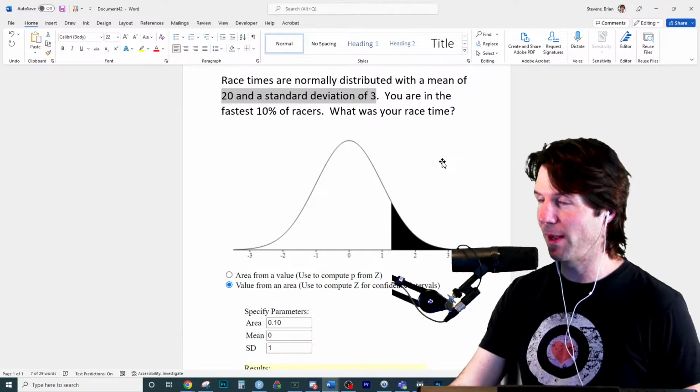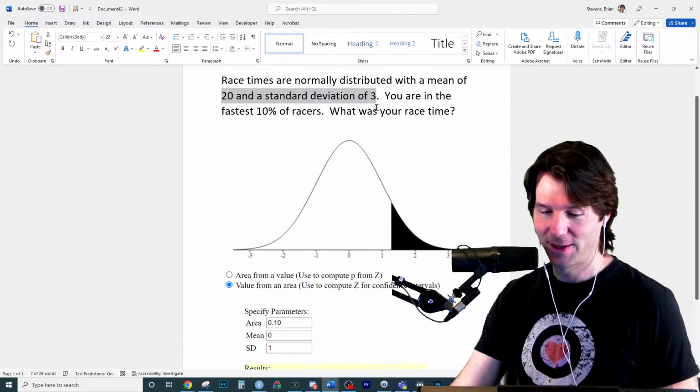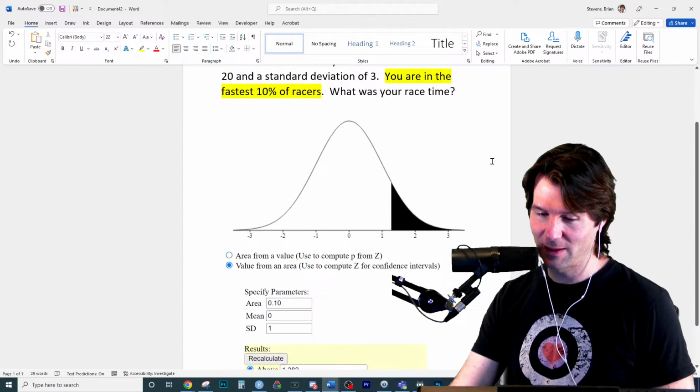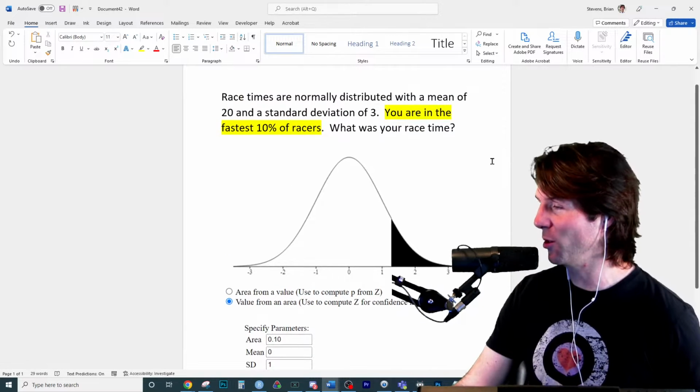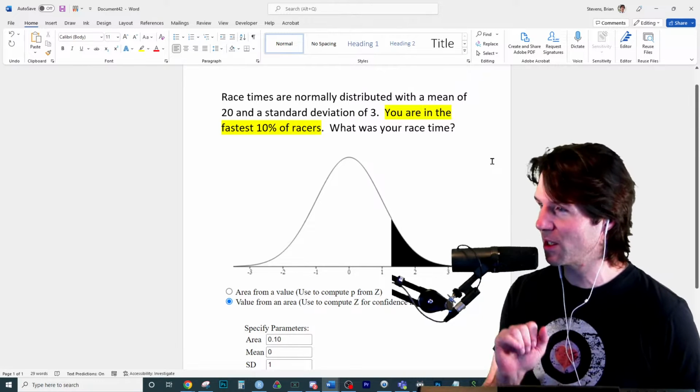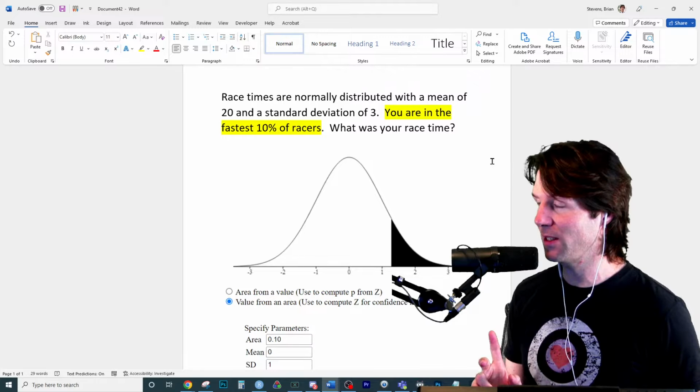Oh, be careful. Wait, but I got caught by the trick, Evan. You are in the fastest. Don't worry, I did a little trick right there. Good guess, or decent guess, for the other one, but you're in the fastest.